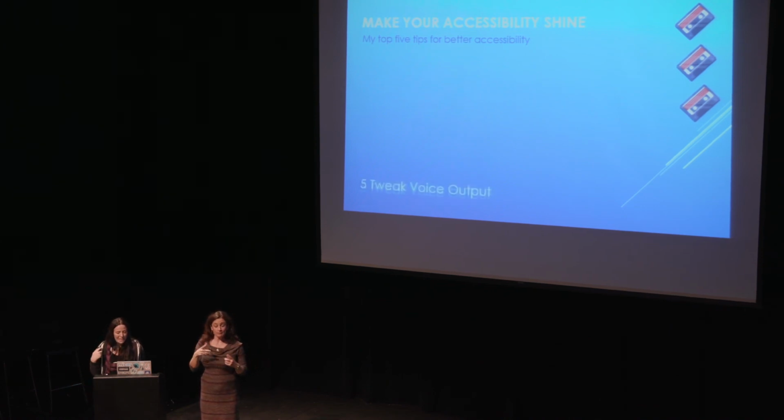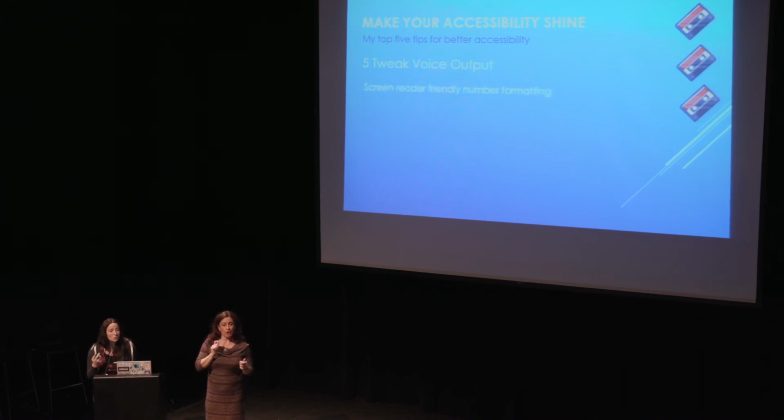Number one, tweak your voice output to be screen reader friendly, your texts actually, specifically for numbers. I found this out only way after release, when people got into those high numbers where they had high amounts of coins. It turns out that screen readers really do care about number formatting. If you don't put commas and decimal points in, they think, oh, a string of numbers, this must be a phone number, let's read it digit by digit.